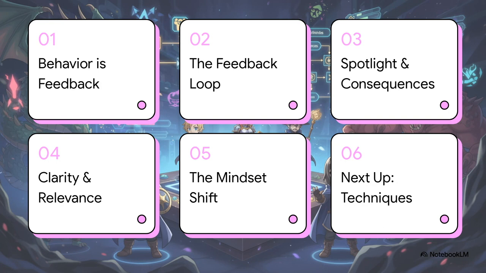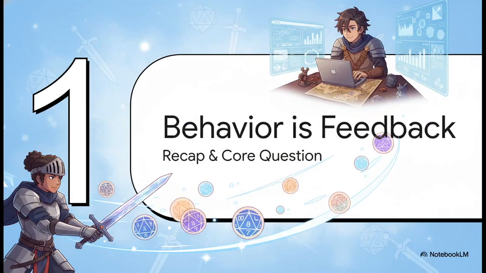First, a quick recap of our big idea: player behavior is feedback. Then we'll break down something called the player feedback loop. It's running at your table whether you know it or not. After that, we get to the good stuff, the 4 big levers you can actually pull as a DM. We're talking spotlight, consequences, clarity, and relevance. We'll wrap up with a huge mindset shift before I give you a little preview of what's coming up next time. Okay, so let's start with a quick recap.